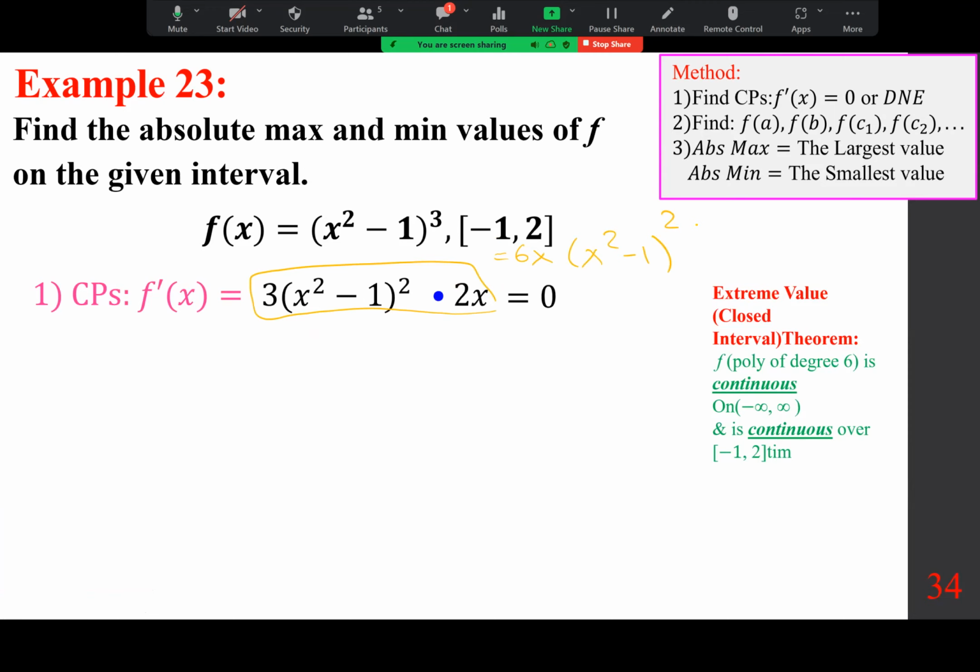But if you set this equal to 0, it's easy to see that this one is 0, so x becomes 0. This one is 0, x is plus or minus 1. So there are three answers. Now, is negative 1 in between? Well, negative 1 is one of the endpoints, so that's fine. Positive 1 in between, yes. 0 in between, yes. So we're going to use minus 1 and 2 as A and B, and we are going to use 0 as well as 1.